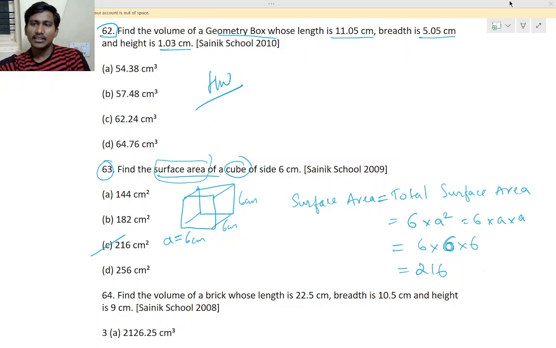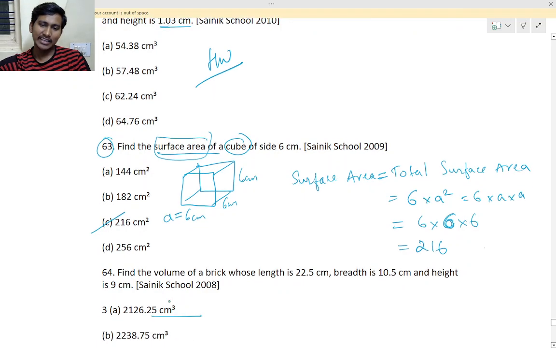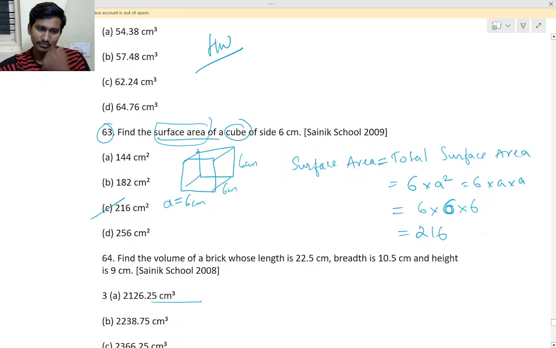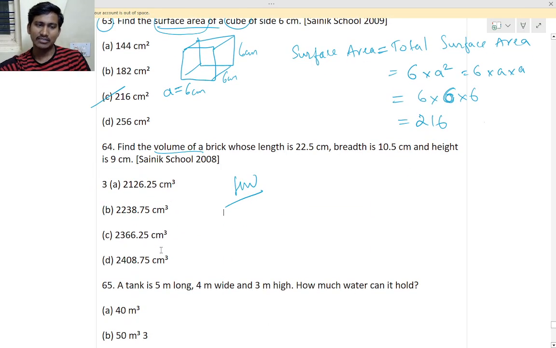So 64 question, right? Find the volume of a brick. Volume is easy, very easy. Direct multiply all of it. Yes. And you will get the answer. Okay. Homework then. Next 65. A tank is 5 meter long, 4 meter wide and 3 meter height. What is water it can hold? Just volume. You have to find the volume. Multiply it. You will get the answer. Okay, good. So homework. Okay now?